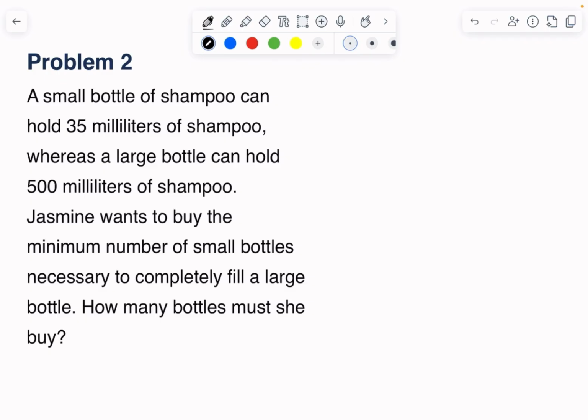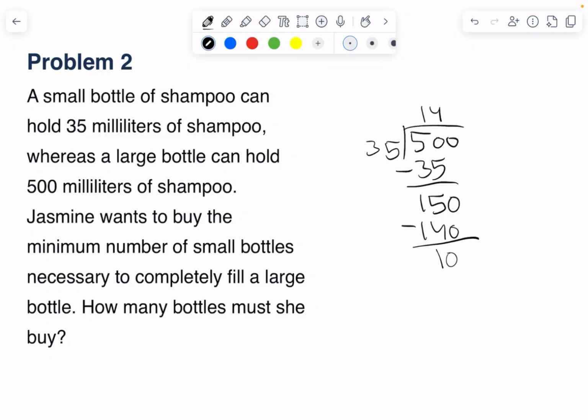Okay, so a large bottle holds 500 milliliters, and a small bottle holds 35. So we can just basically divide them. 35 goes into 500 fourteen times, so we subtract 490, and we get a remainder of 10. If we have 14, it won't completely fill the 500 milliliter bottle because we will have 10 milliliters left over. So we need one more than 14, which is 15. And so that means we need 15 bottles to completely fill a large bottle. That is our answer.